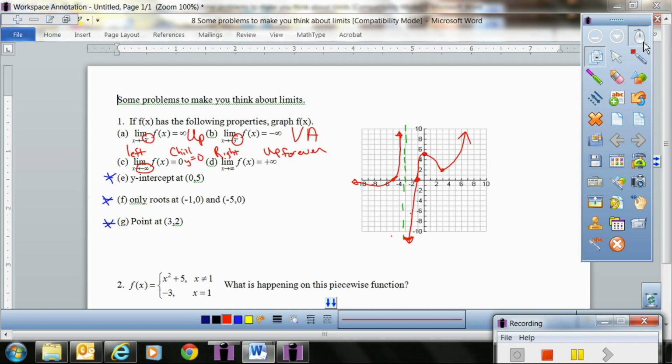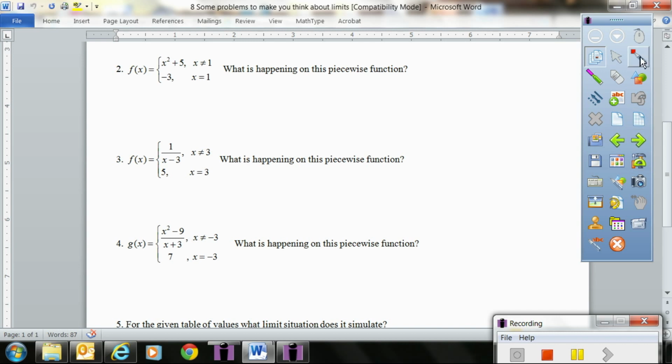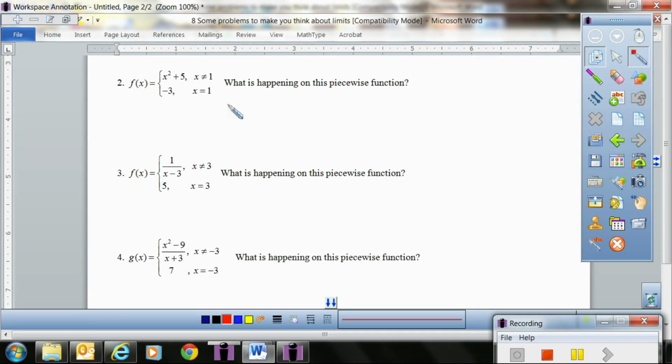Let's look at the problems on the bottom and talk about these. Piecewise are really, really hard for kids, and so I like to talk about this. This is what is happening on this piecewise function. Well, you have a parabola, and someone has just plucked out a point. That's all they've done. So someone has graphed a parabola that opens up, and at 1, they just said, okay, that's not a point anymore. And then they went and put this point somewhere. In this case, if you put 1 in there, it would be 6. So they just went and put a random point way down here.